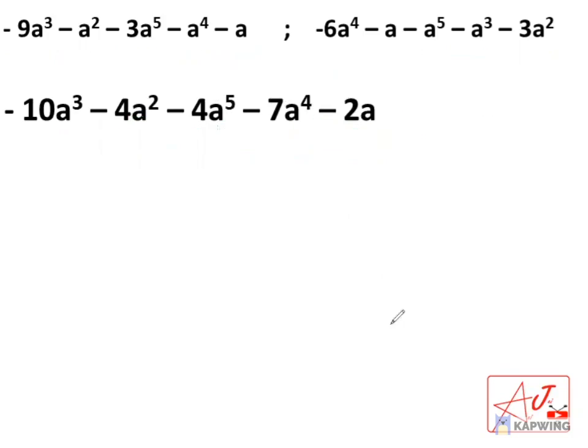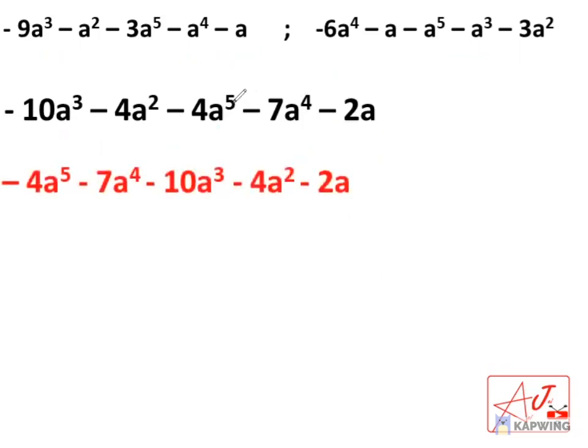Ngayon, i-arrange na lang natin sila mula sa highest degree. Paano pong kalalabasan niya? Since 5 ang highest degree, mauuna po siya, which is magiging negative 4a to the fifth. Dahil negative siya, kakopy din natin yung sign niya. Next, ang sumunod sa 5 ay yung 4. So negative 7a to the fourth. And then 3, negative siya, so negative 10a cubed. And then 2, so negative 4a squared. And then yung last, yung walang exponent, which is negative 2a.